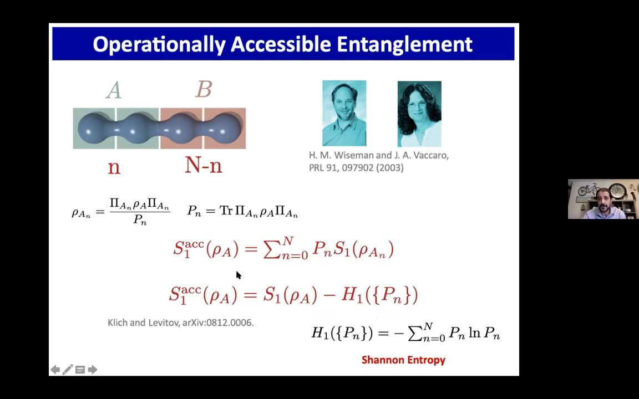So let's think about this also in a different way. One can show that the accessible entanglement could be written as the total von Neumann entanglement of the system, subtracting the Rényi or the Shannon entropy of the particle number distribution, just the classical information in the particle number distribution. So that tells us that the accessible entanglement is simply the total entanglement, and we get rid of the amount of information that is due to particle number fluctuation, and this cannot be accessed for quantum information purposes.